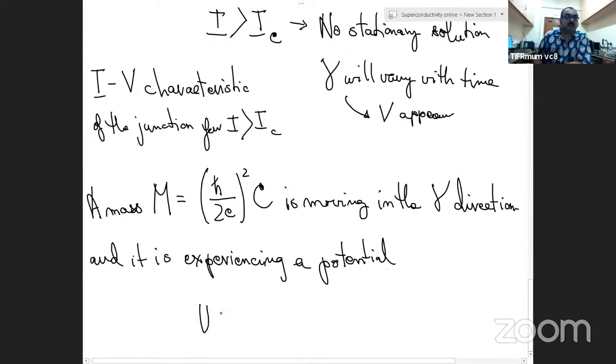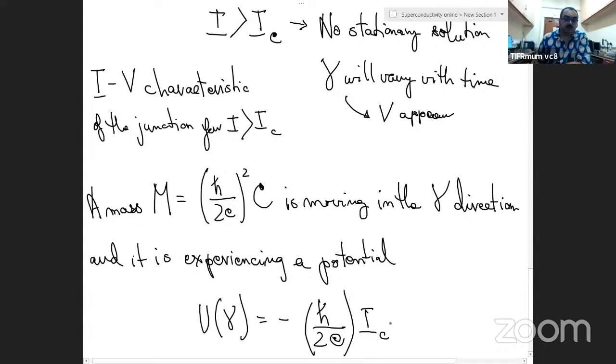That potential is U(gamma), which is minus h cross by twice e into IC cos gamma. So this is the washboard potential.